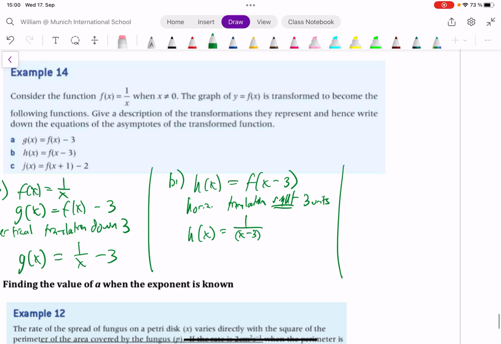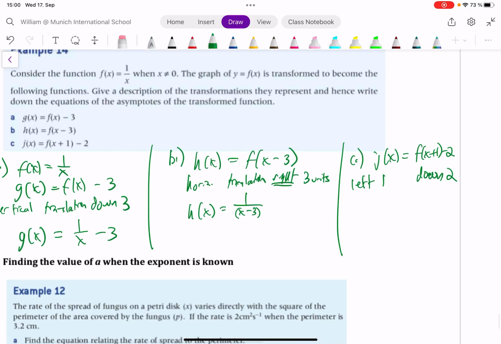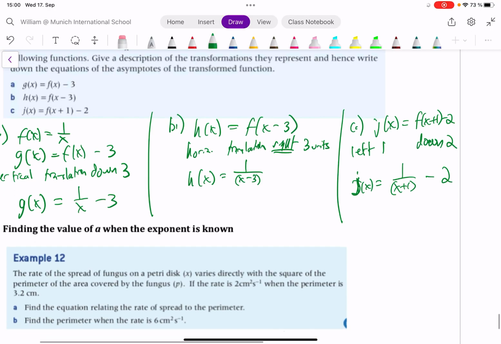So then the last one says, well, let's do 2 things. So j of x is f of x plus 1 and then minus 2. So this means left 1, because it's plus 1, and down 2. And so that function looks like this. So j of x is 1 over x plus 1, minus 2. I'm affecting the x, so it goes left with the x, and then I go down 2. And so it moves your vertical asymptote 1 unit to the left. It moves your horizontal asymptote 2 units down. Right, so we end up with those.